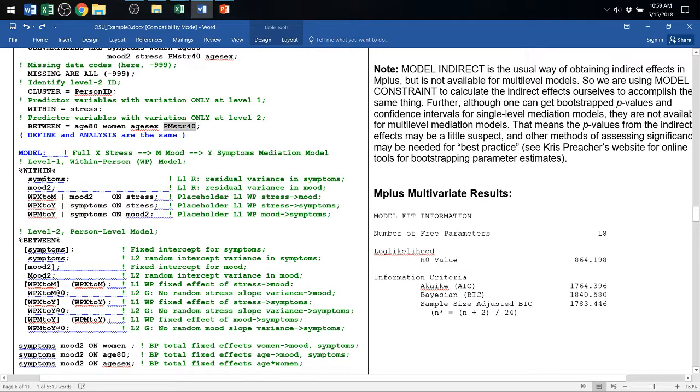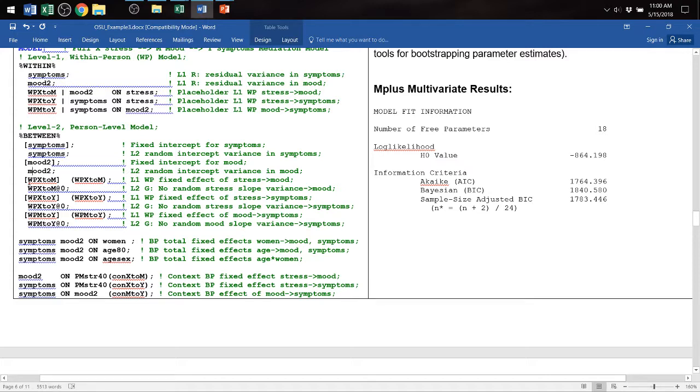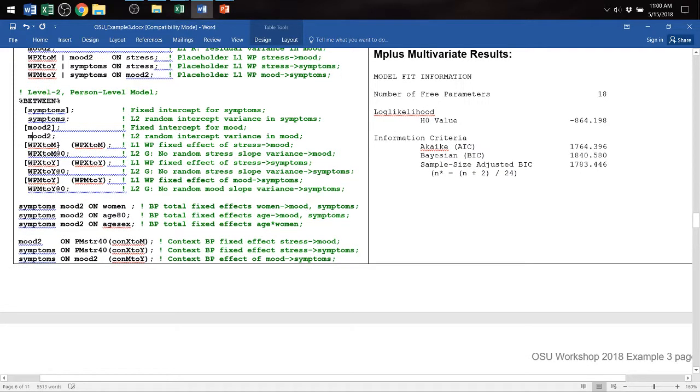So now at the within level, I have residual variance in symptoms, I have residual variance in mood. I do not have residual variance in stress. Stress is not part of the likelihood, only its fixed effects are. I have all 3 fixed effects for my mediation triangle, X to M, X to Y, and M to Y. I have, in the between level, my fixed intercept for symptoms, random intercept variance for symptoms, fixed intercept for mood, random intercept variance for mood, and then the series of fixed and random effects for the level 1 part of the model. Again, no random effects here. You could test whether or not you need them, and you probably should. These are all within effects, within person.